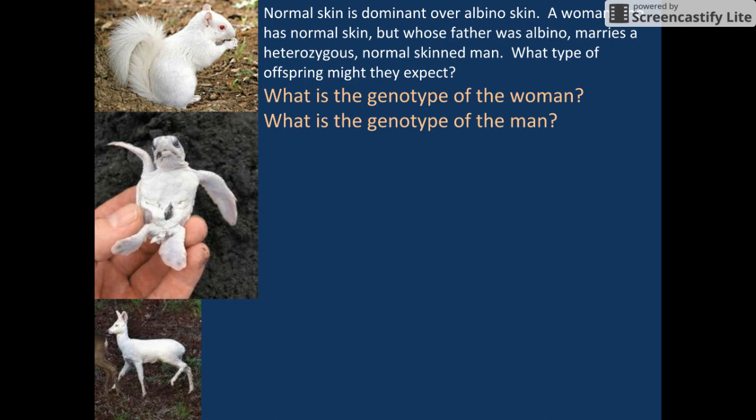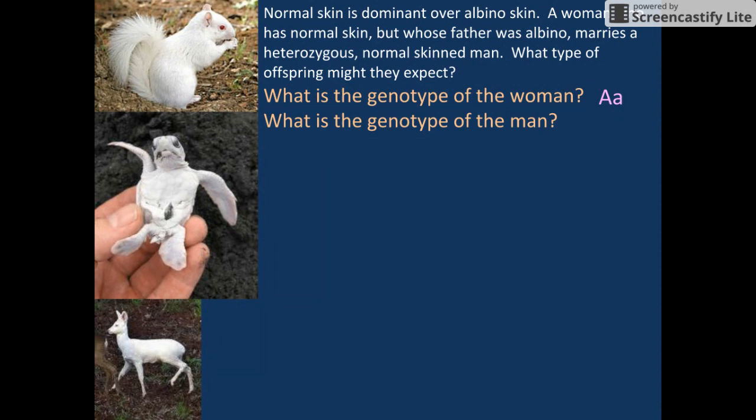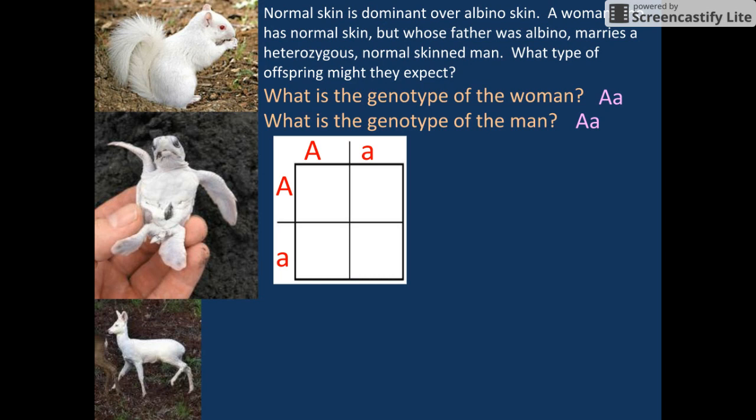So the woman's father was albino, which is recessive. So she had to get one of his recessive alleles. But since she has normal skin, she got a normal dominant allele from her mom. There is also a heterozygous normal skinned man, so he will be the same genotype because heterozygous means you have one of each. So now we do our Punnett square and we drag and drop them. So big A, big A, big A, little A, big A, little A, little A, little A.